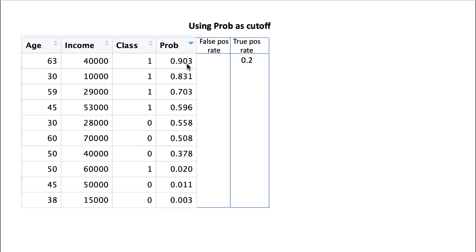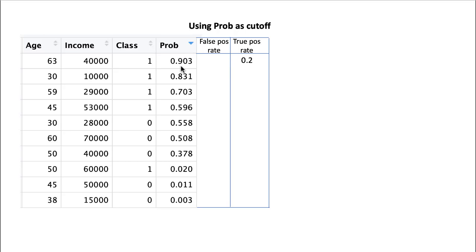Okay, so if you take the cutoff as 0.903, right, then what will happen is that you will identify this row as a positive, right? You'll classify this as a 1 because if the cutoff is 0.903, this is the one with 0.903 probability. So this will be classified as a 1. Everything else will be classified as a 0.